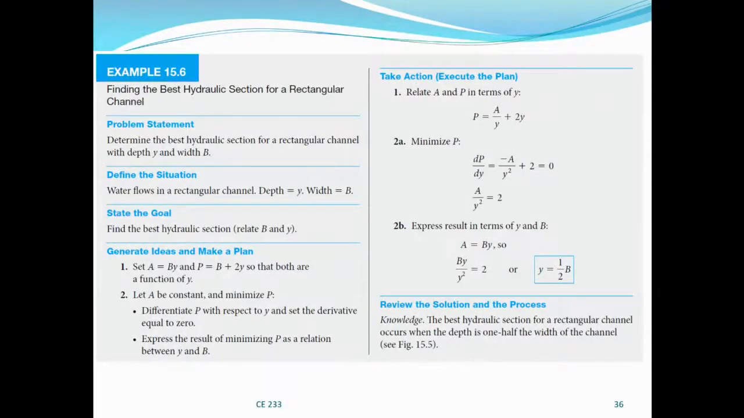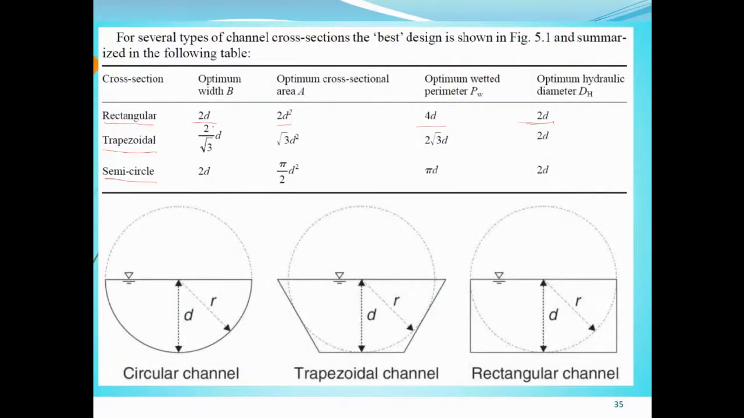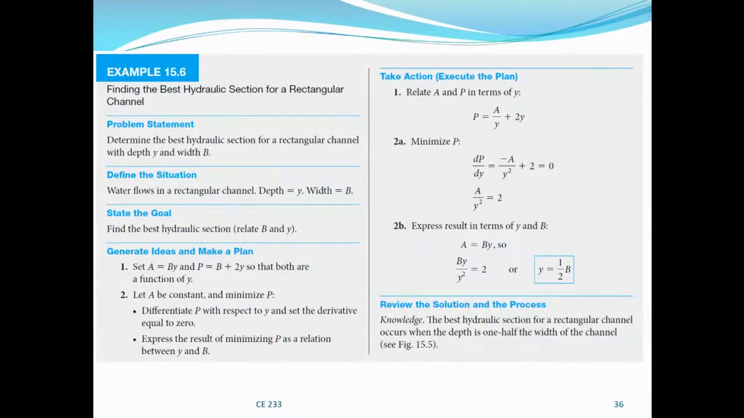Let's take this example to demonstrate how we got this, because it implies B is equal to 2y. How did we get the optimal width? We'll demonstrate that for a rectangle, but the same procedure applies for all other sections. We want to determine the best hydraulic section for a rectangular channel with depth y and width b. So this is the area and this is the wetted perimeter, and we want to minimize it.